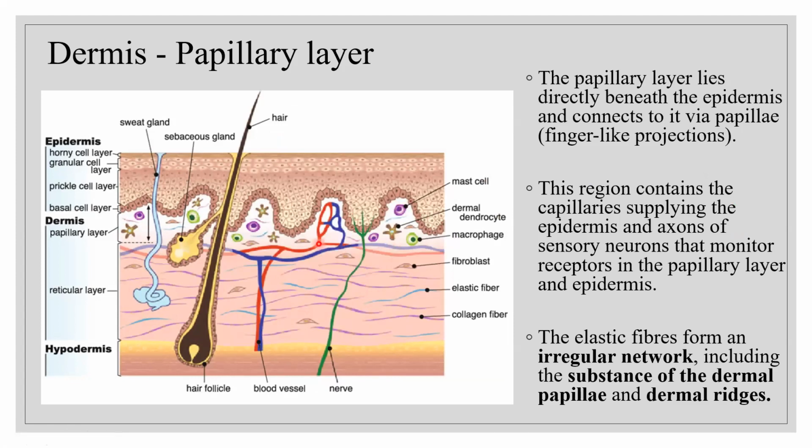The papillary layer directly begins at the epidermis and connects to its papilla. And this is the papilla, what we call the papilla, a finger-like projection. This region contains the capillaries supplying the epidermis. And remember, you don't have capillaries or blood vessels in the epidermal layer. Also, axons of sensory neurons that monitor receptors are in the papillary layer.